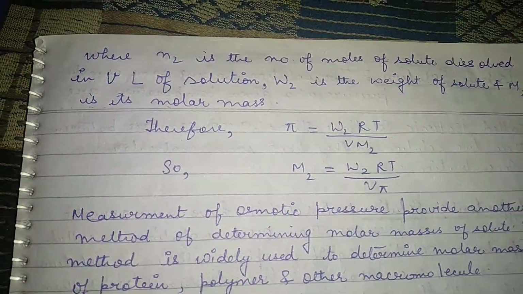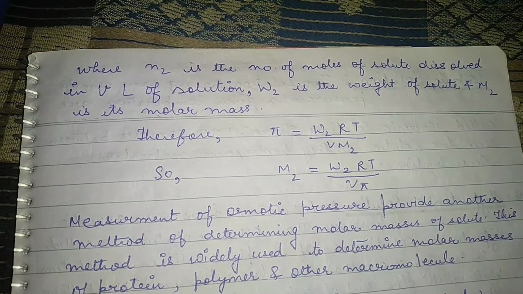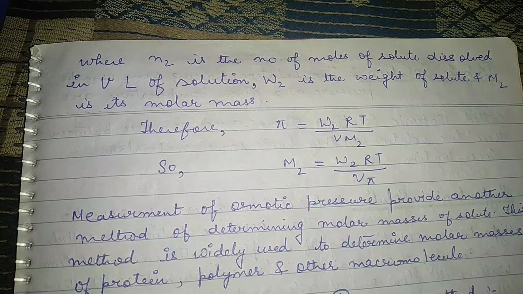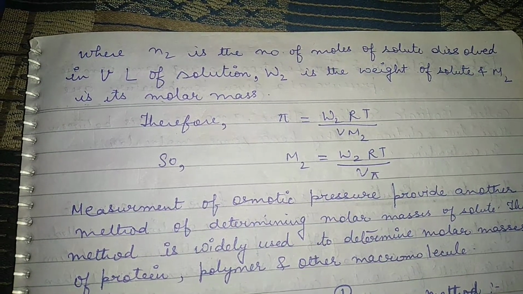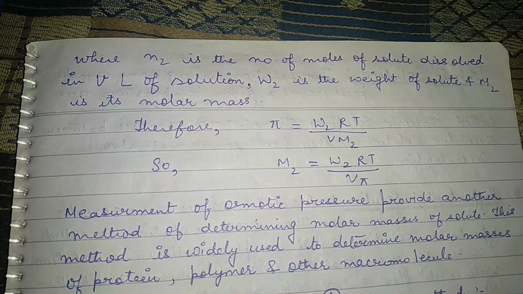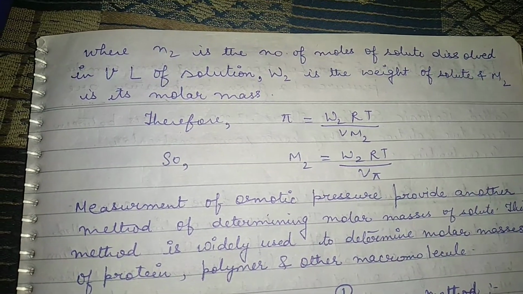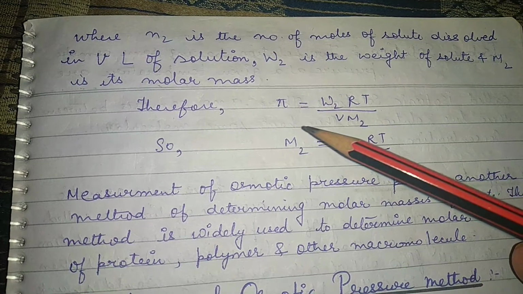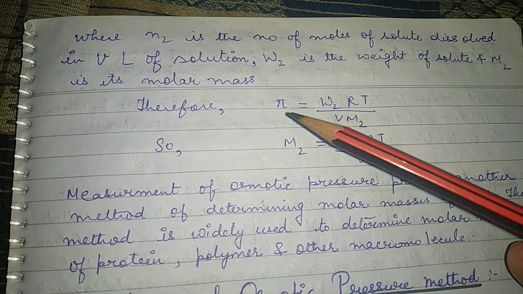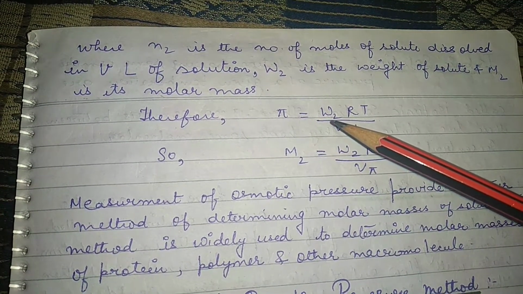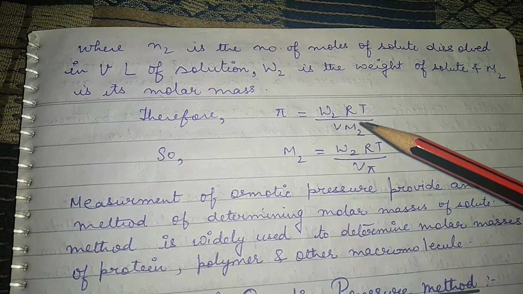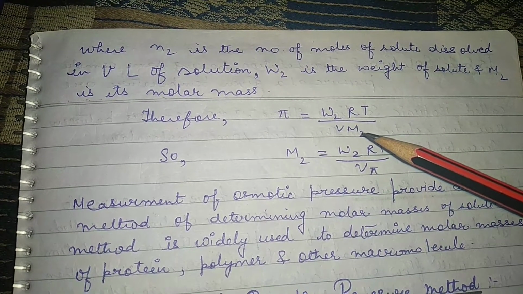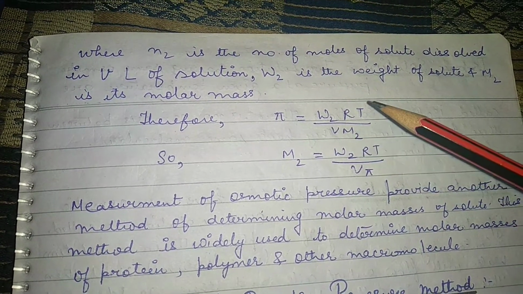Okay, now coming to the equation, where n2 is the number of moles of the solute dissolved in volume V liters of a solution, W2 is the weight of the solute, and M2 is the molar mass. So this is the formula of osmotic pressure, where pi represents the osmotic pressure, W2 is the weight of the solute, R is the gas constant, M2 is the molar mass, V is the volume and T is the temperature.